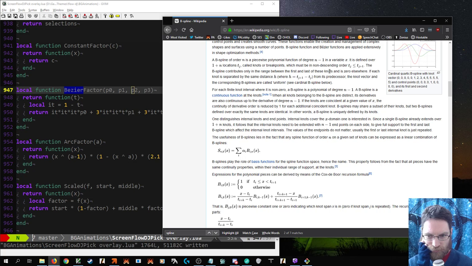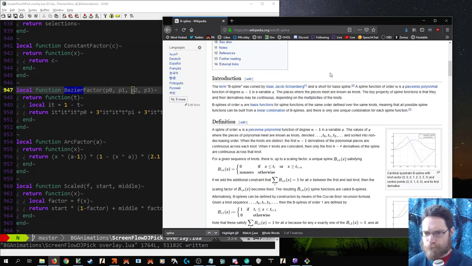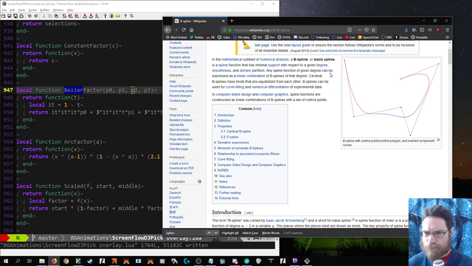A single B-spline already extends over 1 plus n knots. Internal knots need to be extended with n minus 1 endpoints on each side to give full support to the first and last B-spline. So this is 1, 2, 3 splines with 1, 2, 3, 4, 5, 6 points.